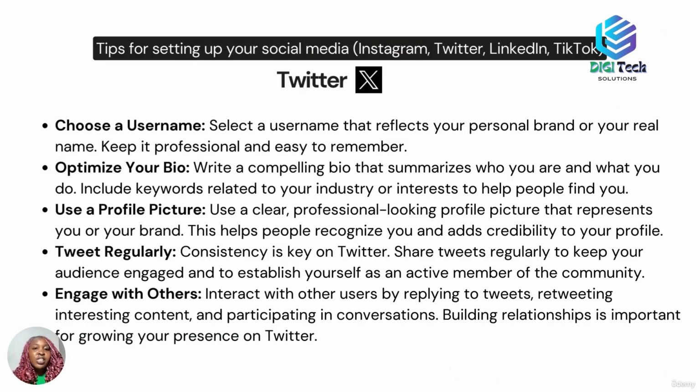And now, tips for setting up your Twitter account. First thing that you want to do, of course, is choose a username. So you want to select a username that reflects your personal brand or your real name, or keep it professional and easy to remember. Also, you want to optimize your Twitter bio. So you want to write a compelling bio that summarizes who you are and what you do. You want to include keywords related to your industry or interest, because when a lot of people search for things like social media managers or social media management on Twitter, they would see your page pop up as well.